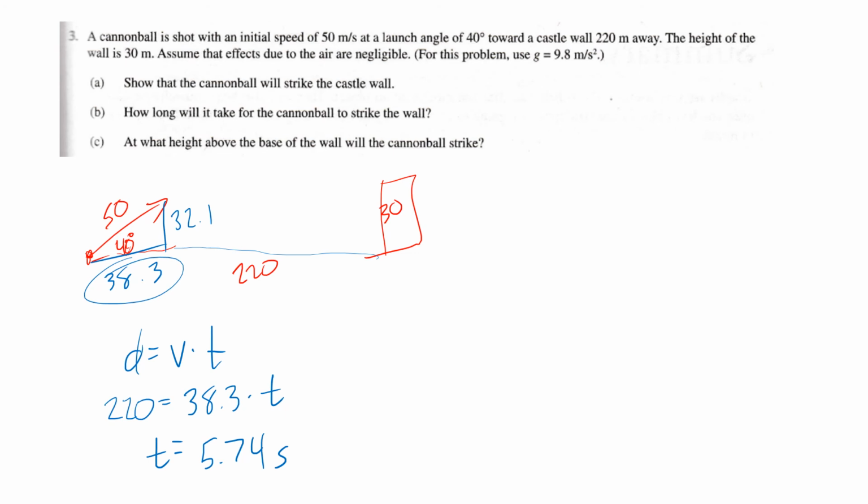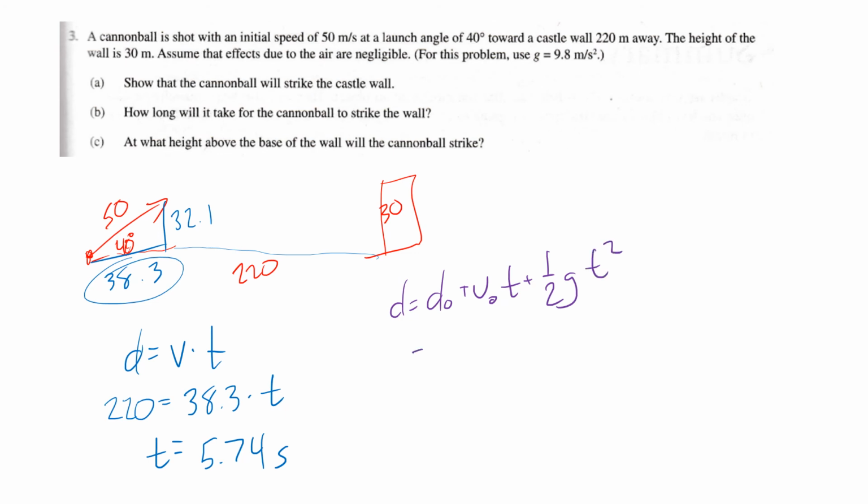So now all I've got to do is find out the height at 5.74 seconds. So the formula for that is d is equal to d0 plus v0 t plus 1/2 a t squared.